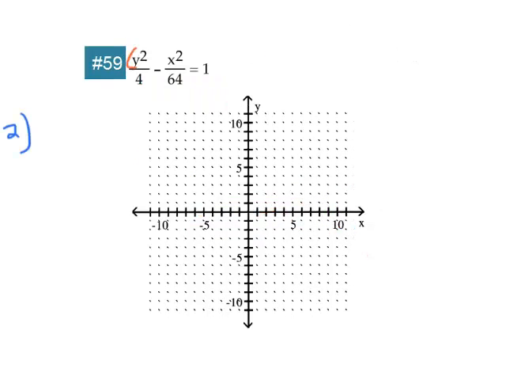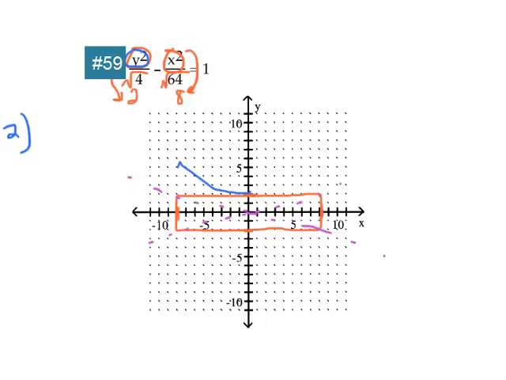Another hyperbola, again at 0, 0. Square root. Now, what's underneath y is a 2, so we're going to go up and down 2. What's underneath x is 8, so we're going to go left and right 8. Don't let the y being first make you draw your box wrong. We draw our asymptotes through our box. And then we say, okay, y was first, so we draw on the top of our box and the bottom of our box.